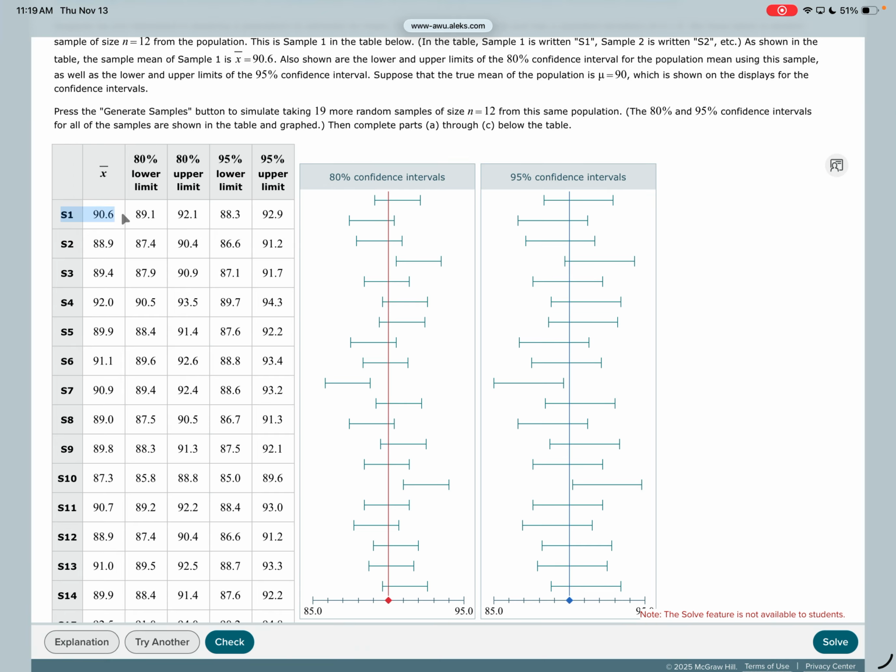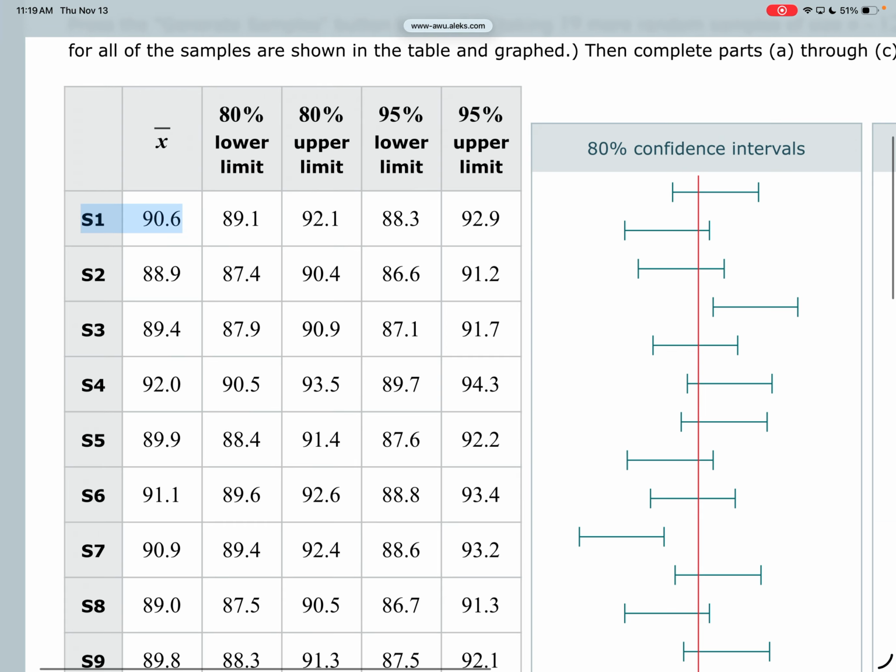And if you do an 80% confidence level, we would say there's a 20% chance I'm wrong, so I have a super small margin of error. So it would be I'm 80% confident that it's between 89 and 92, okay? But then I'm 95% confident that it's between 88 and 93, okay? So I have a little bit bigger range there because I only have a 5% chance that I could be wrong. So we do one sample like that, and this one just generates 20 different samples.